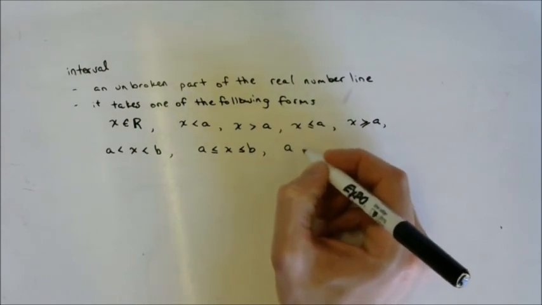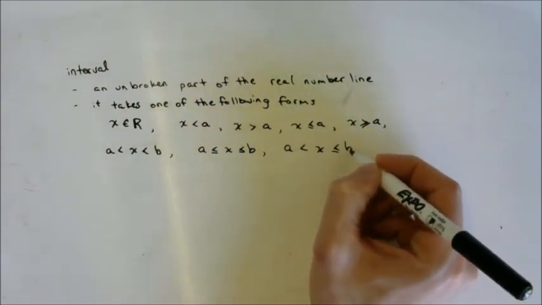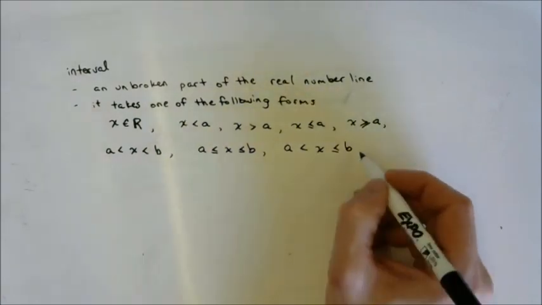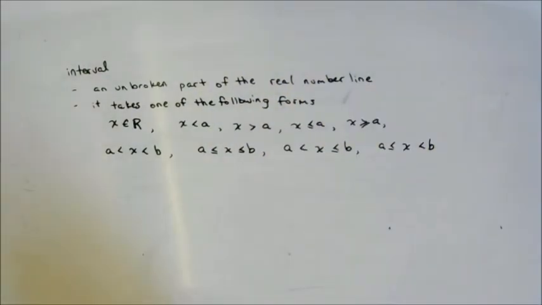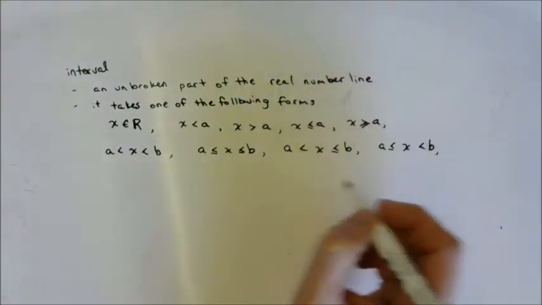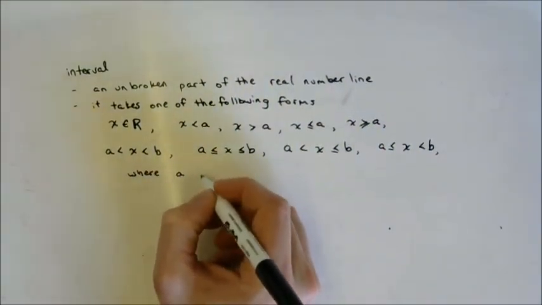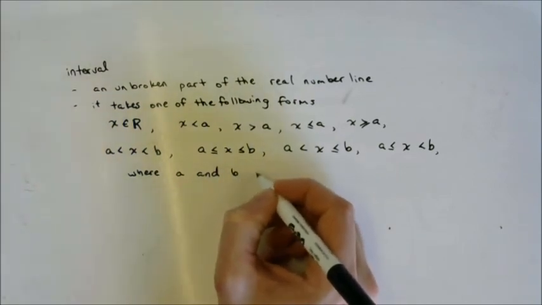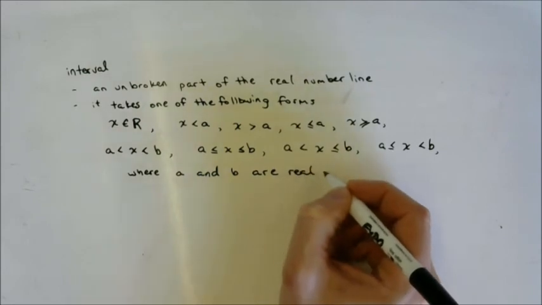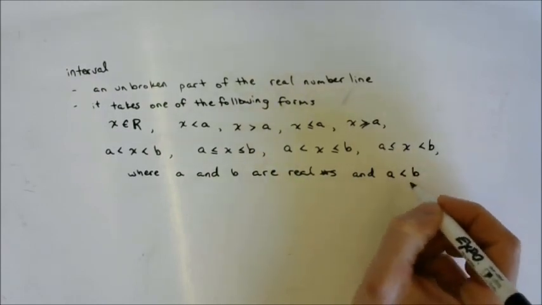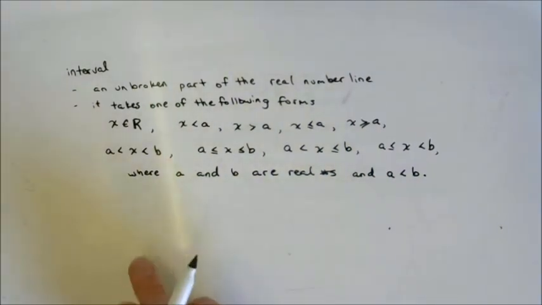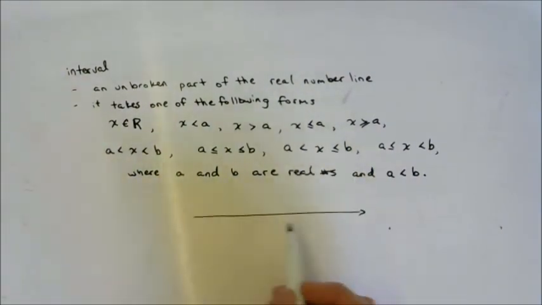And then we have a couple of different ones where you can include the upper boundary, but not the lower boundary. And then, of course, you can include the lower boundary, but not the upper boundary. And these are all dependent upon this. This is where a and b are real numbers and a is less than b, or b is greater than a. So I always think about intervals numerically from left to right, from lower number to bigger number.